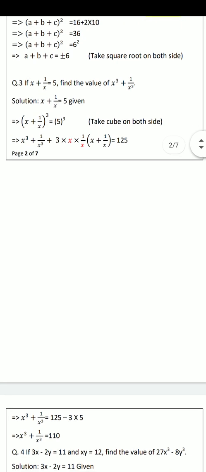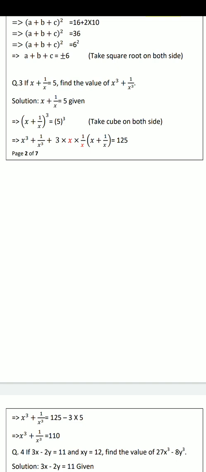Now see question number 3. If x plus 1 upon x equals 5, find the value of x cube plus 1 upon x cube. Here the sum of two numbers is given and we want to find the cube of both the numbers. It means we have to apply the identity that makes the cube.